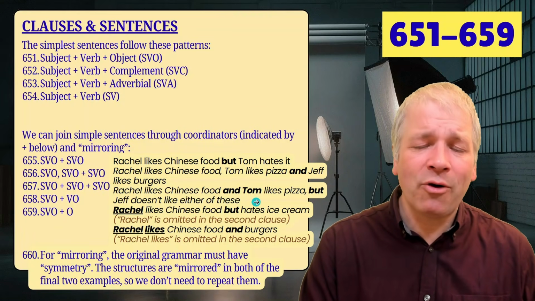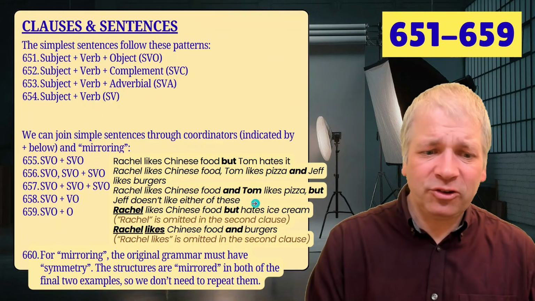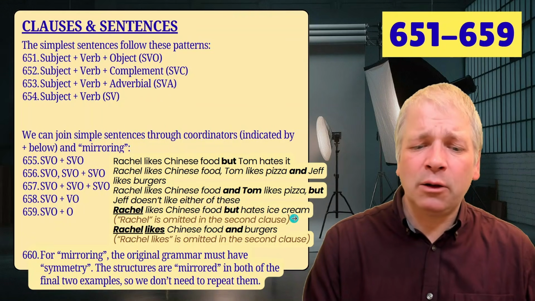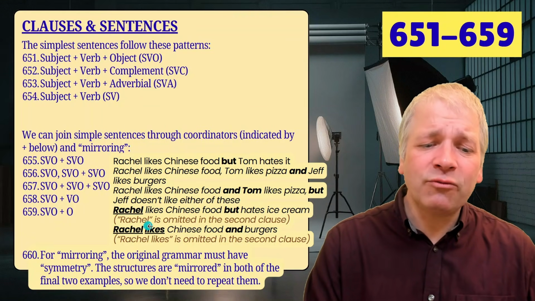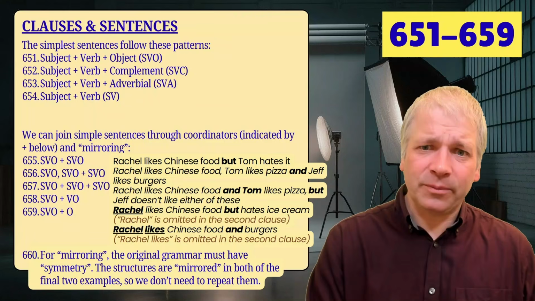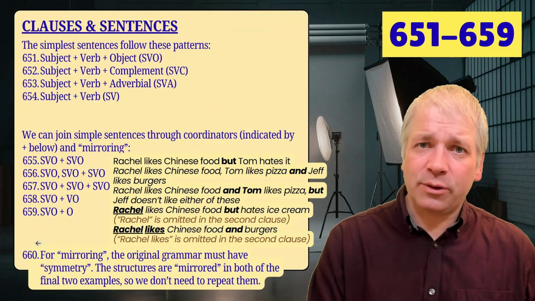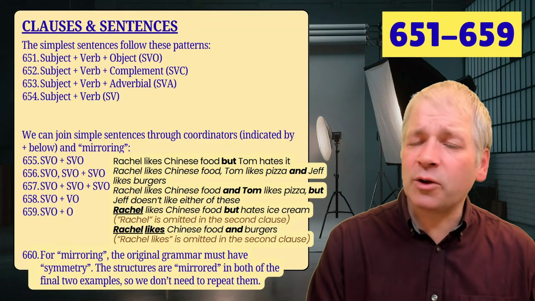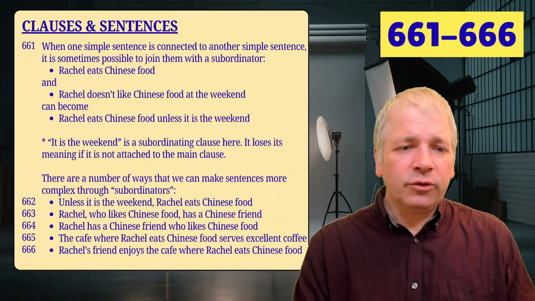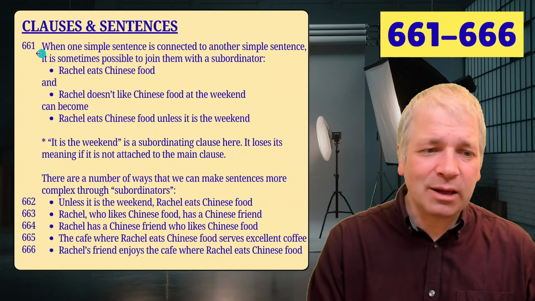And this is where we have mirroring, where we assume that a certain word applies to the second clause, even though we don't mention it. For example, Rachel likes Chinese food but hates ice cream. Rachel is omitted in the second clause, but we know it still refers to her. Or even, Rachel likes Chinese food and burgers. Well, we know it's Rachel likes burgers too. It's just omitted. So for mirroring, the original grammar must have symmetry. The structures are mirrored in both of the final two examples with Rachel we've seen here, so we don't need to repeat them.